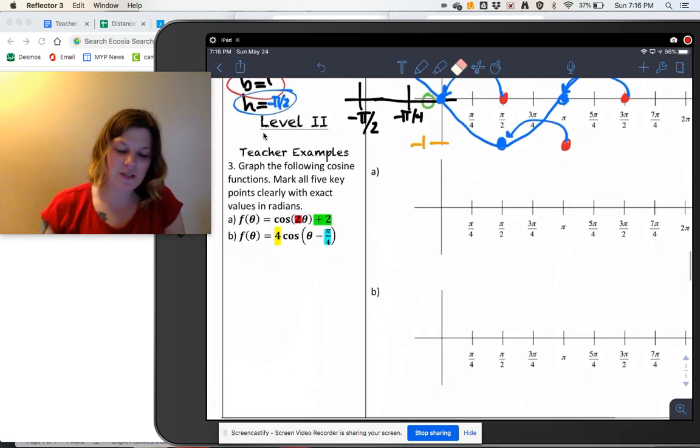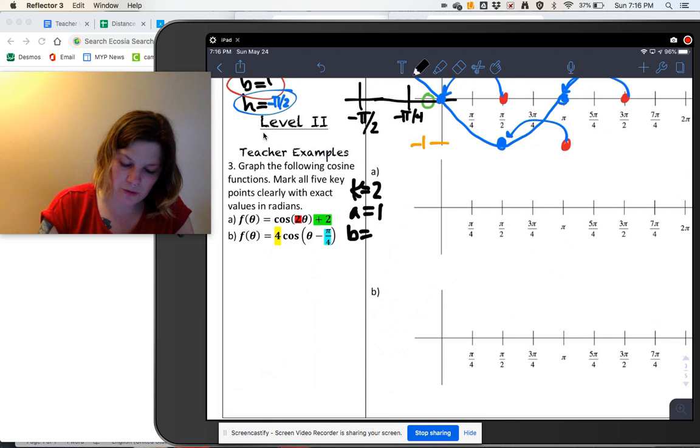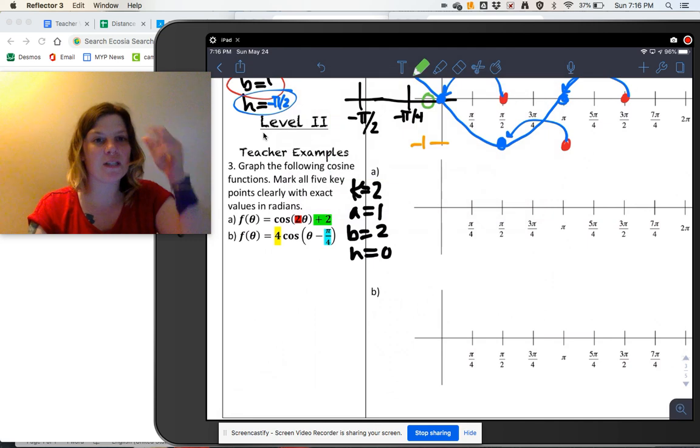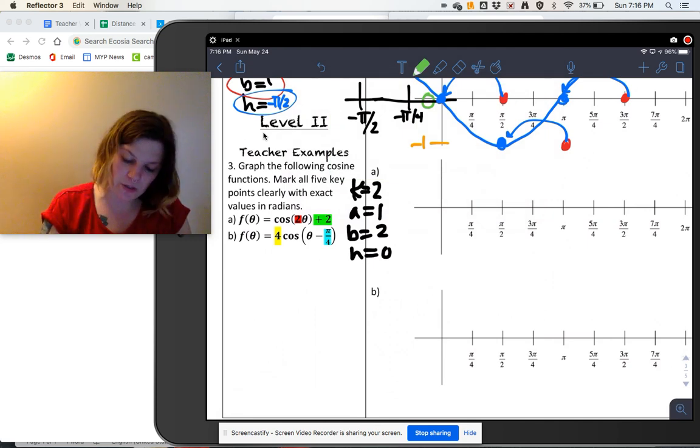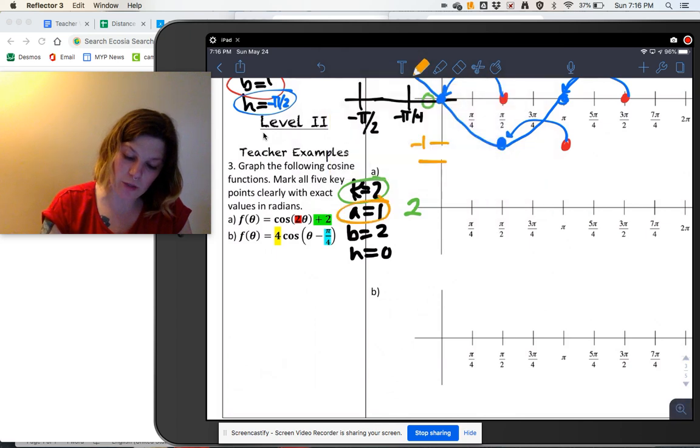Okay, so here we go. Let's do it. We're going to go through that same process again. We have K is equal to 2. Okay. A is equal to 1, our B value is equal to 2, and our H value is equal to 0. Notice how I'm picking up the pace a little bit with this first part. Hopefully you understand those parts. If not, go back and rewatch how I'm getting these numbers, one above, one below.